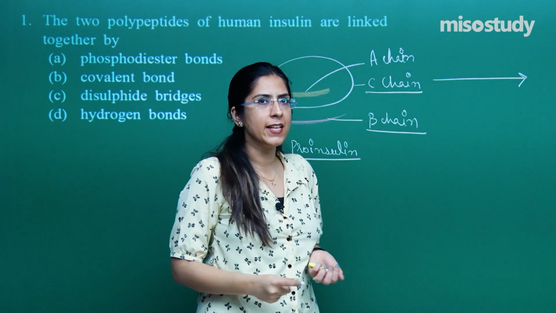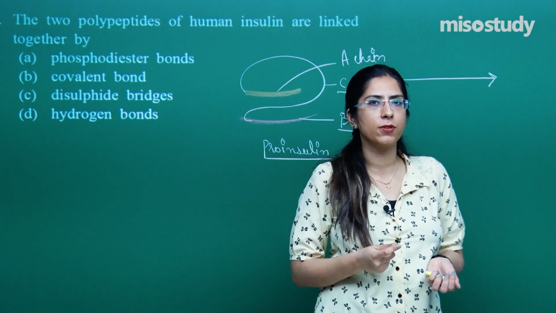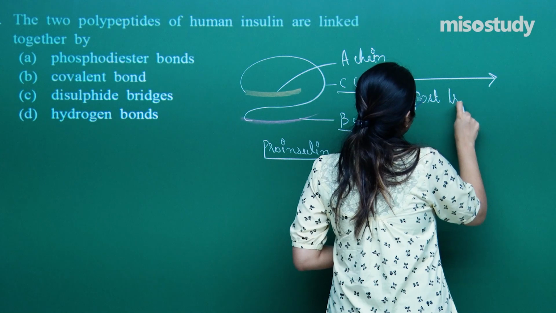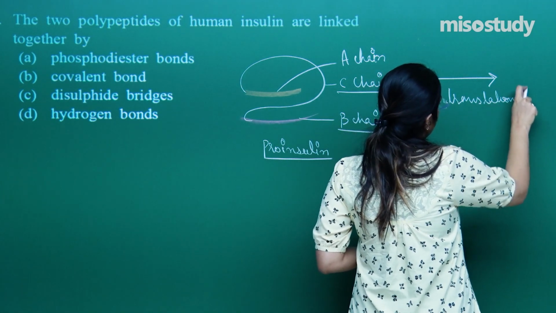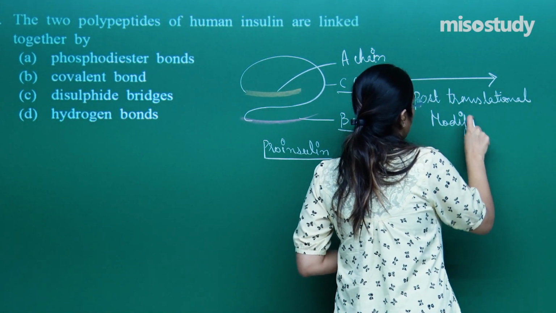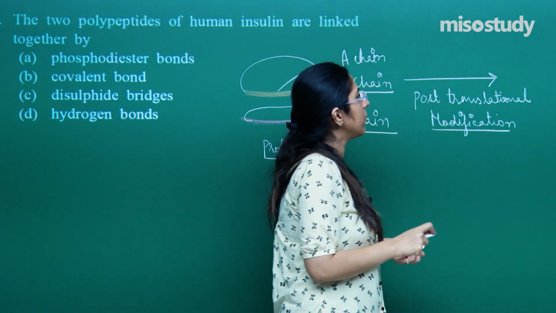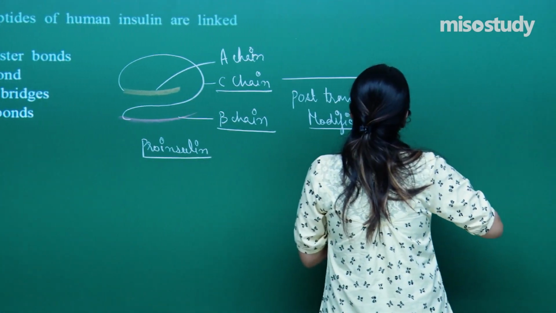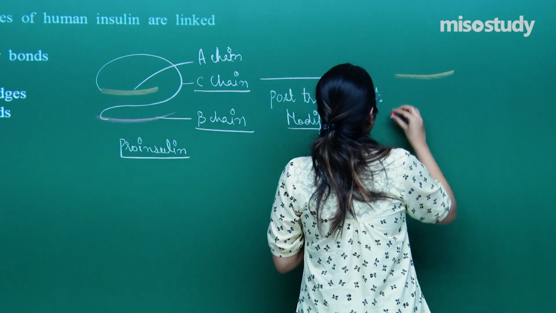This proinsulin is converted into the insulin form. In the post-translational modification, this particular protein is converted into an active form, and that active form is called insulin. With the help of this post-translational modification mechanism, what we have is two chains, one called the A chain and the second called the B chain.